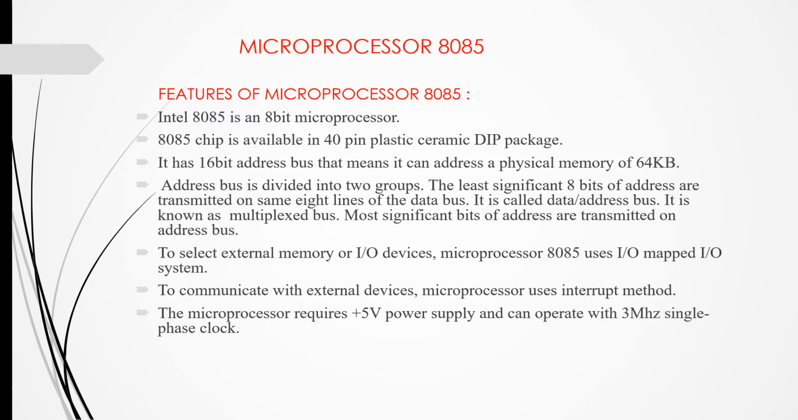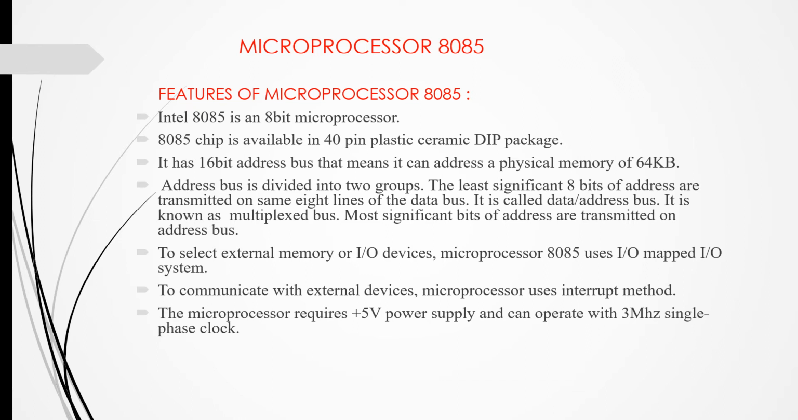It has a 16-bit address bus, which means it can address a physical memory of 64 KB. The address bus is divided into two groups. The least significant 8 bits of the address are transmitted on the same 8 lines of the data bus. It is called the data/address bus, and it is known as a multiplexed bus. The most significant bits of the address are transmitted on the address bus.